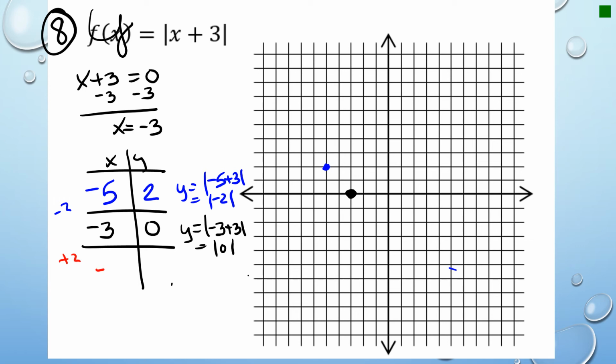I'm going to add 2, and that takes me to -1. I'm going to put -1 in for x. -1 plus 3 is 2. Absolute value of 2 is 2. So I'm going to go (-1, 2), and I'm going to get, oh, that's really so close. I didn't hit either one of the points, did I? Oh, that's awful, you guys. That's bad. All right, there we go.